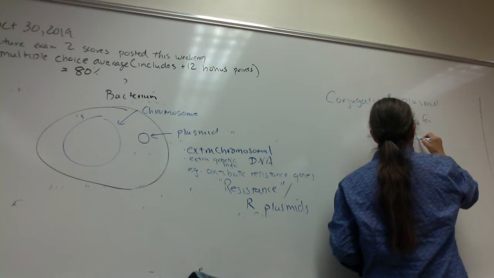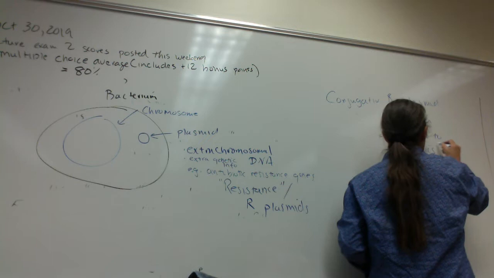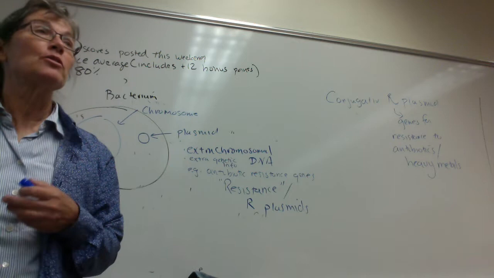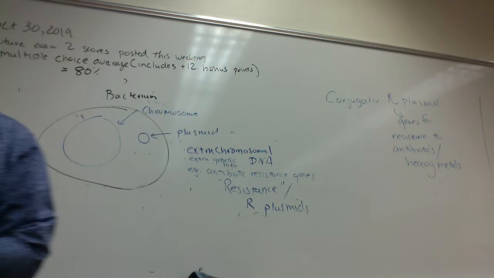Or in addition, folks, often they carry genes for resistance to heavy metals. Because remember, back in the old days, heavy metals like mercury and silver were used as antimicrobials, so bacteria can also carry resistance to heavy metal genes. Okay. But a conjugative plasmid, you guys, this is a nightmare.